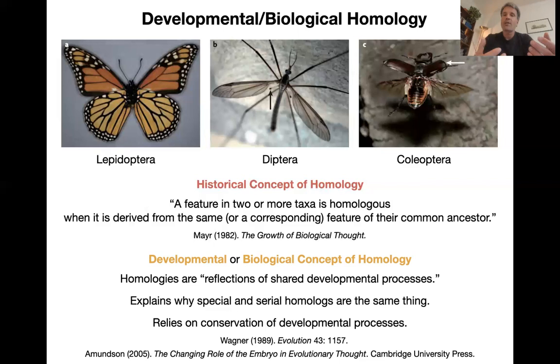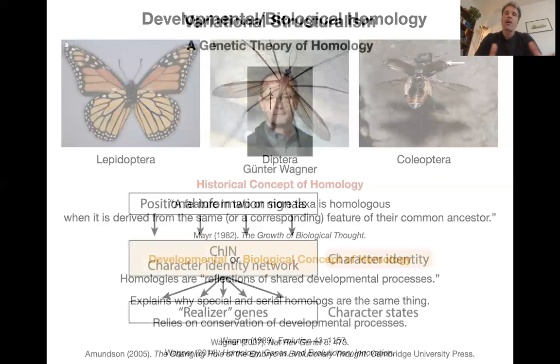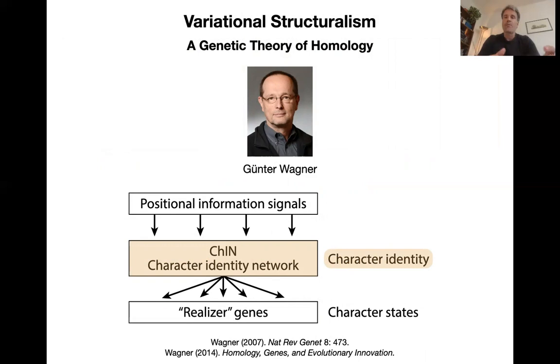And of course, Gunter Wagner's idea in this genetic theory of homology is that you can identify these so-called character identity networks that underlie character identity of homologous traits. And I criticize this view a little bit for being too much focused at the genetic level. So clearly, if we talk about underlying developmental processes, we need to generalize this principle, okay?